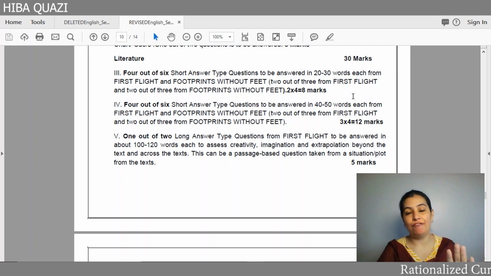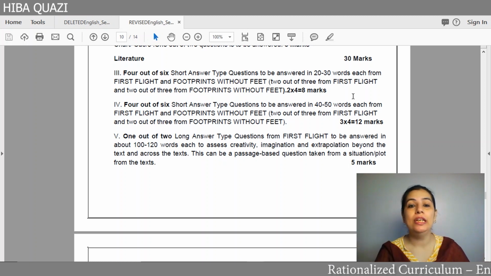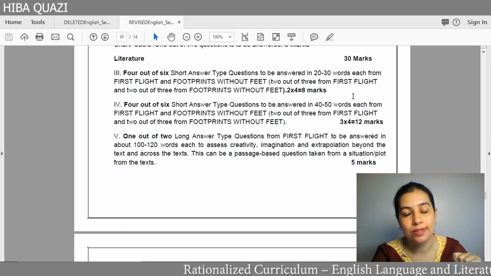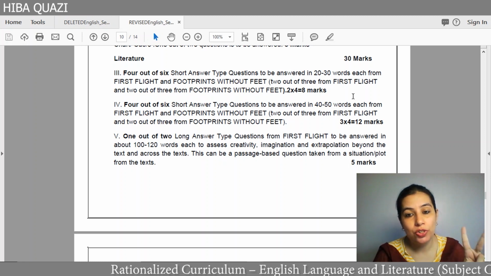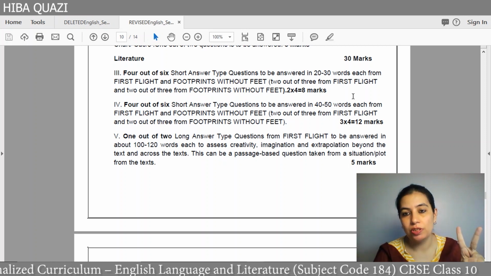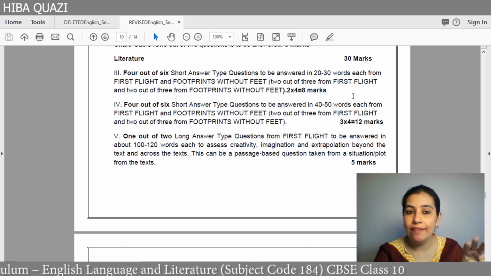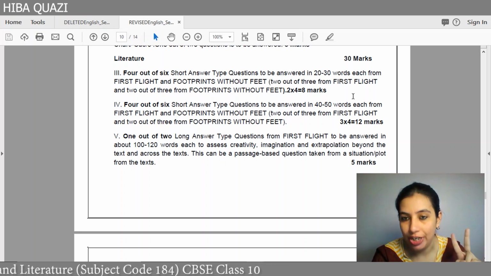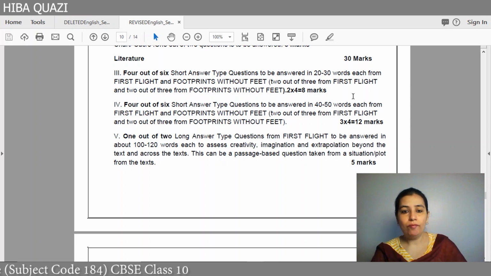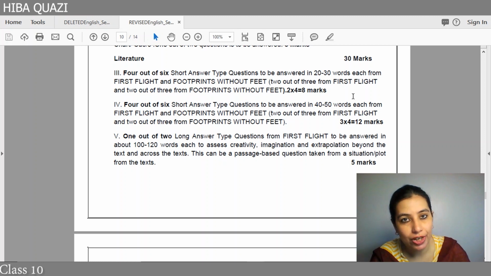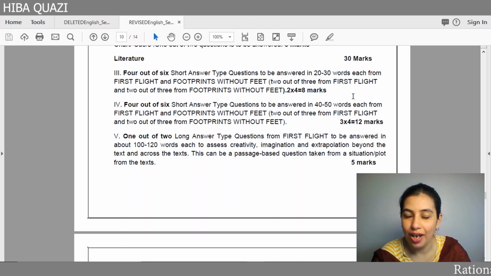So here they have specified. Here you already know how many will come from which book. So here they say for question number 3, short answer type questions, 2 questions. They will be giving you 3, out of which you need to solve 2 questions from First Flight. And again they will be giving you 3, and out of which you need to solve any 2 from Footprints Without Feet. So here, 2 questions from First Flight and 2 questions from Footprints Without Feet, carrying 2 marks each. 2 into 4 is 8, so this question carries 8 marks.